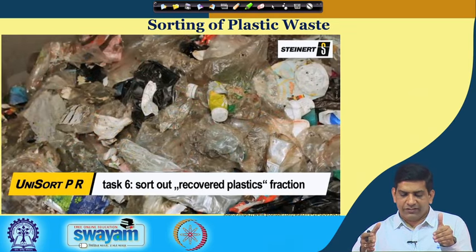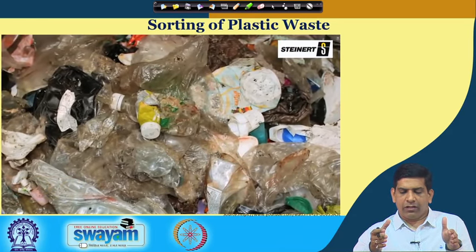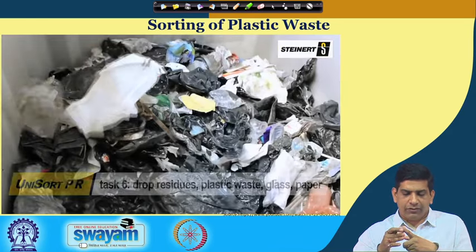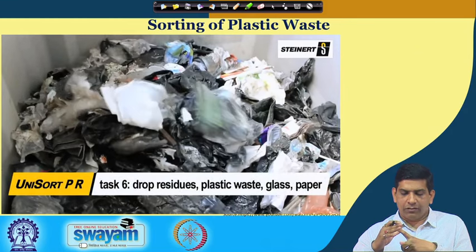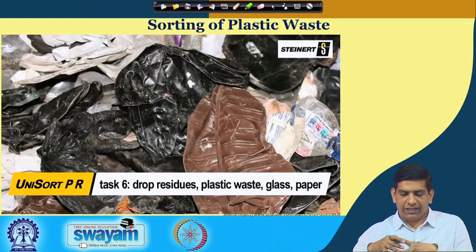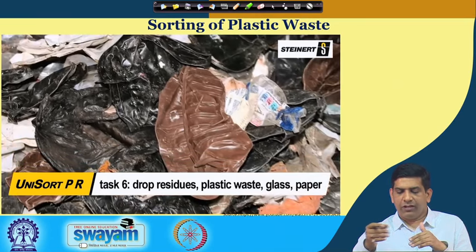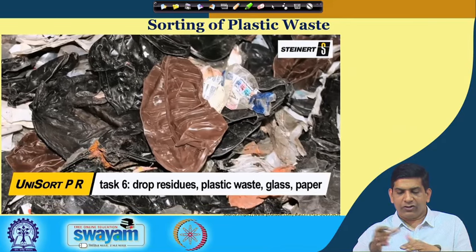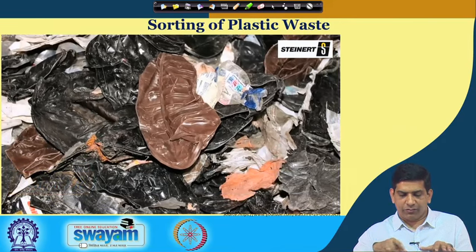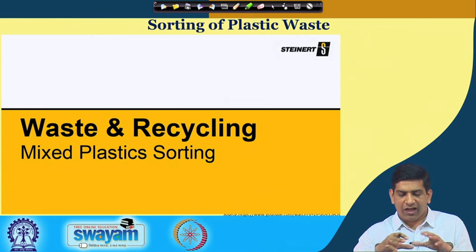What you are looking at in this particular video is mostly just the container stream. It is not removing glass or paper. Whatever is the residue at the end, you see that drop residue: some plastic waste which was another type of plastic, some glass, paper. They are not recycled in this particular system, but there can be a system in place where you do that as well. So, this is how the mixed plastic is sorted out.